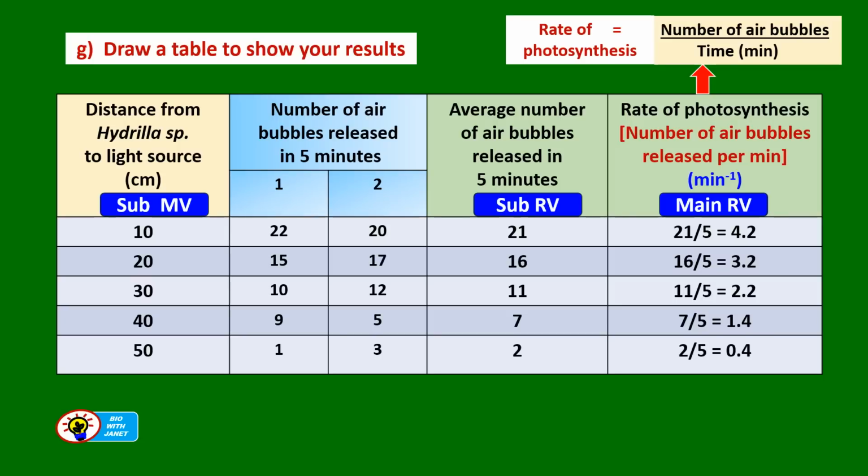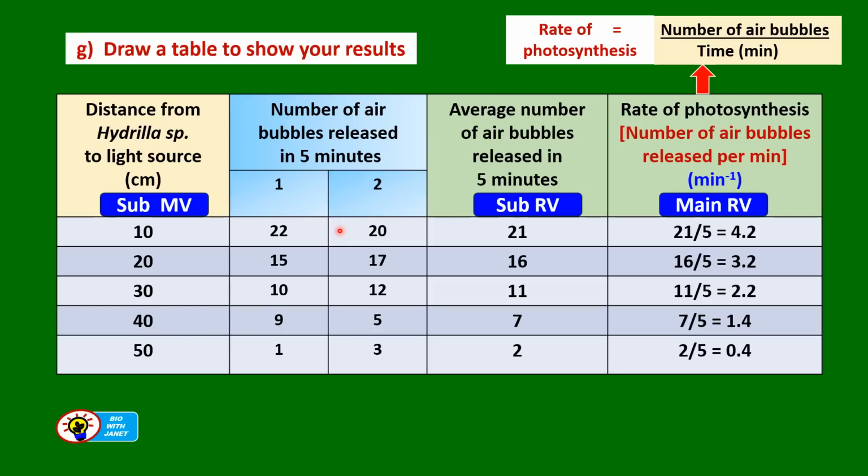So the next question is to draw a table to show your results. Now we have discussed this just now, earlier. So in the table, usually your sub-MV index for the experiment is written on the left side. And then the sub-RV are written here. And finally, if there's a main RV that you have to calculate, it will be at the end here on the right side. So distance from Hydrilla species to light source, the sub-MV. Now we write down 10, 20, 30, 40, 50. And then in the experiment was the number of air bubbles released in 5 minutes.